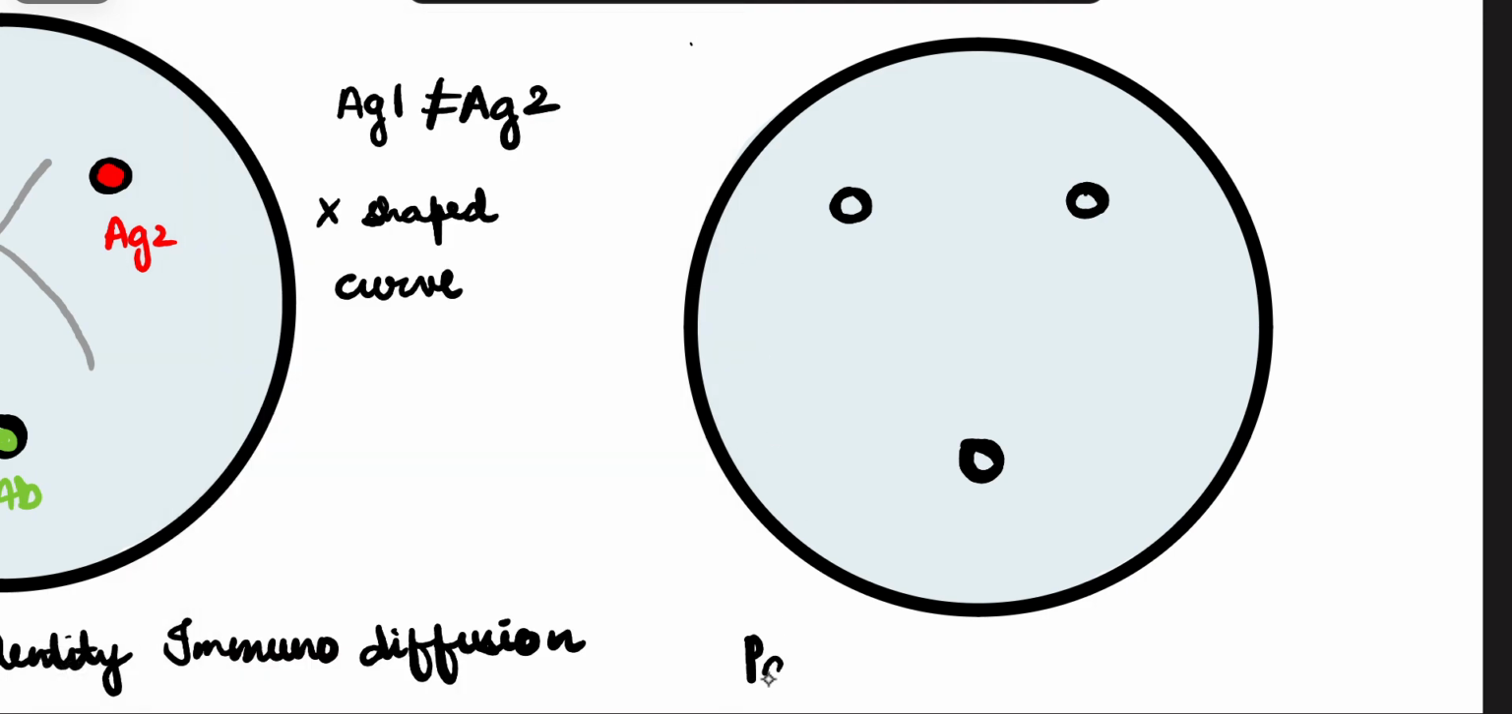The third one is where partially the epitopes are matching and partially they are not matching. So how do we write it? We write it as partial identity immunodiffusion, or we can also write partial identity Ouchterlony immunodiffusion, whatever you write.